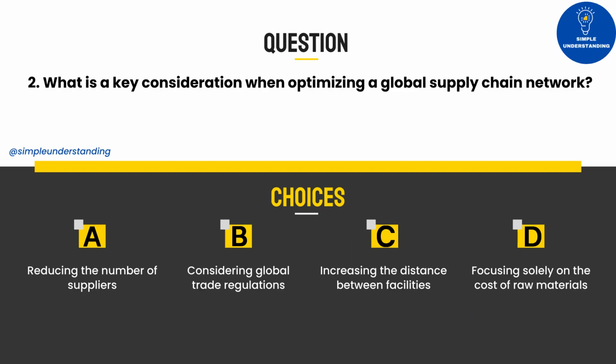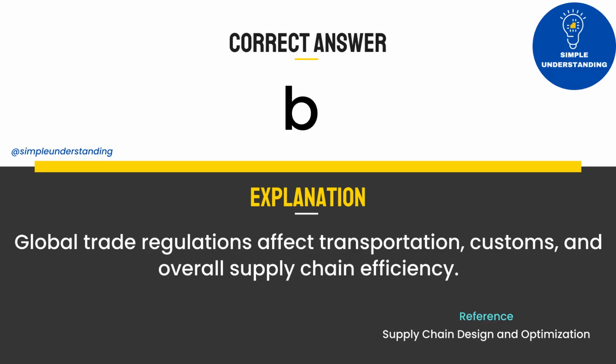2. What is a key consideration when optimizing a global supply chain network? A. Reducing the number of suppliers. B. Considering global trade regulations. C. Increasing the distance between facilities. D. Focusing solely on the cost of raw materials. Correct answer B. Explanation: Global trade regulations affect transportation, customs, and overall supply chain efficiency.